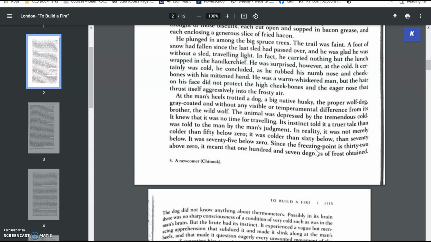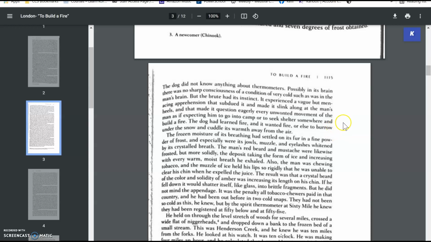It's not something, obviously, if he's an intelligent creature or whatever, that he can articulate. But he's been in this weather before. He knows that it's dangerous. And he knows that it is too cold for them to be out walking around. And we see here that it was not merely colder than 50 below zero. It was colder than 60 below, then 70 below. It was 75 below zero. Since the freezing point is 32 above zero, it meant that 107 degrees of frost obtained.